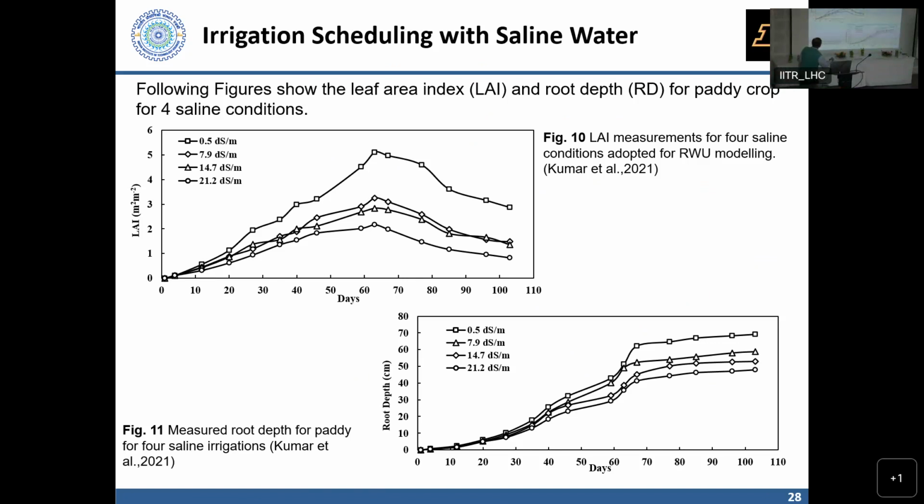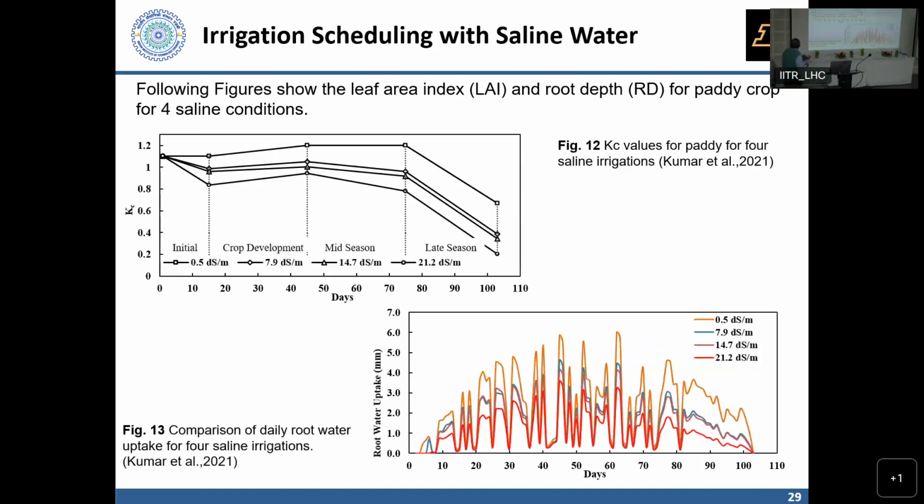That is because of the reduced water intake. We have done some experiments, with four saline irrigations. Unfortunately, when this paper was published, we did not have good data, because at that time COVID came and we were not able to do good experimentation. But still we could do something and publish it in the Journal of Irrigation and Drainage, Hazardous Waste.